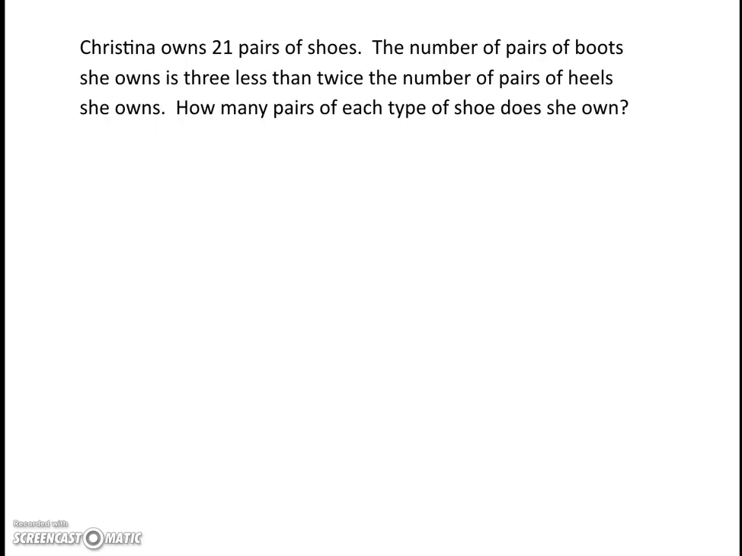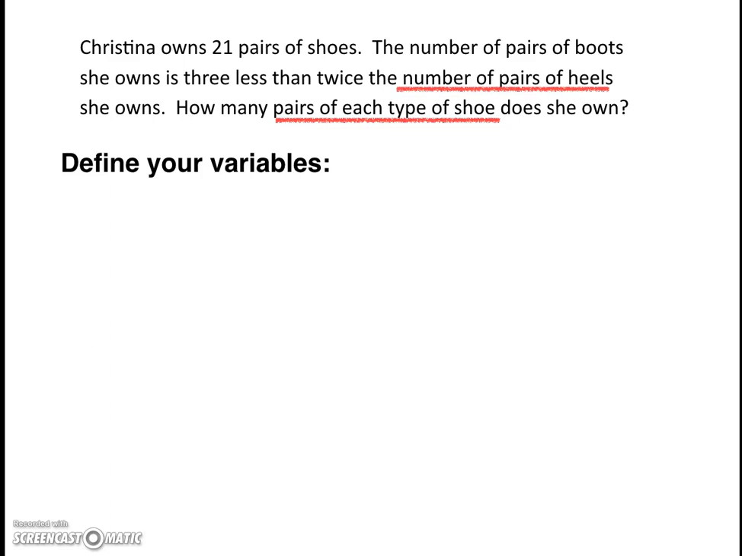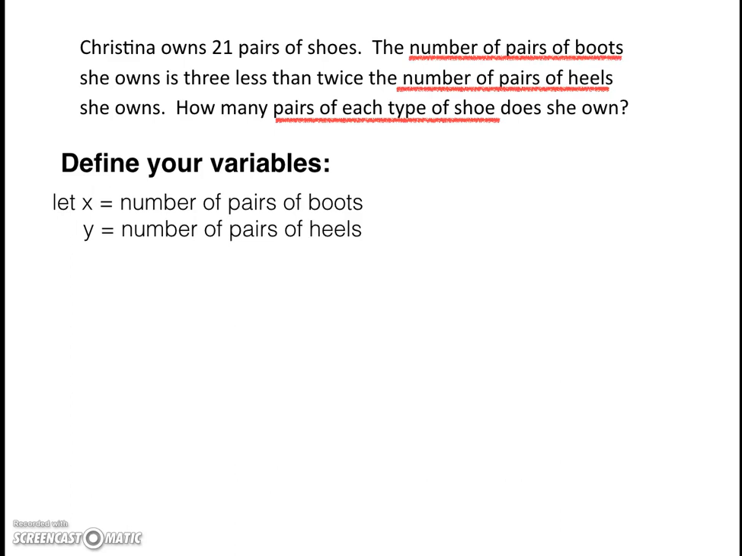In our final example, Christina owns 21 pairs of shoes. The number of pairs of boots she owns is 3 less than twice the number of pairs of heels she owns. How many pairs of each type of shoe does she own? Our two variables come from the types of shoes. So we know we have boots and heels. So x is the number of pairs of boots and y is the number of pairs of heels.